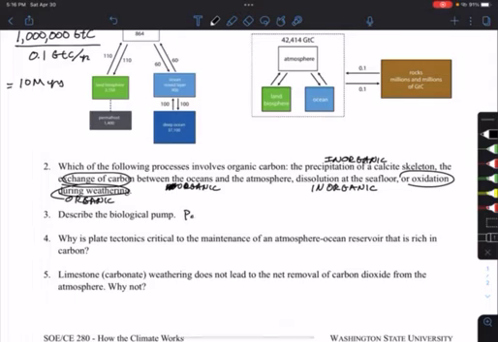Okay, describe the biological pump. I'll just say that it's important to look at page 58 because that defines it. It says the overall effect of photosynthesis in shallow ocean waters, of the settling of organic matter, and of decomposition in deep waters is the transfer of CO2 and nutrients from the surface waters to the deep ocean, and this is known as the biological pump.